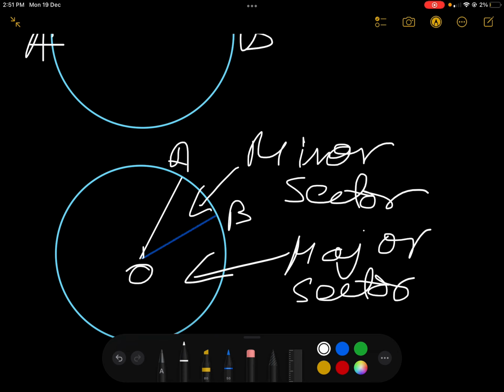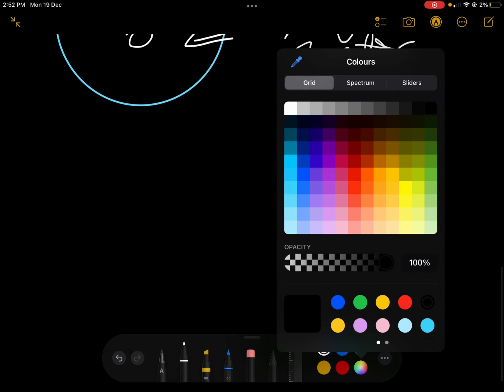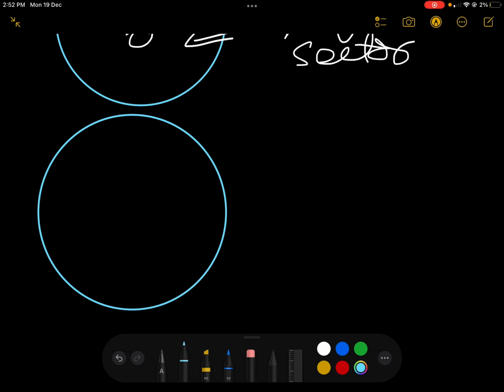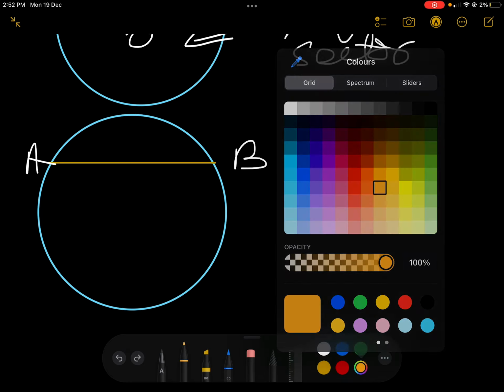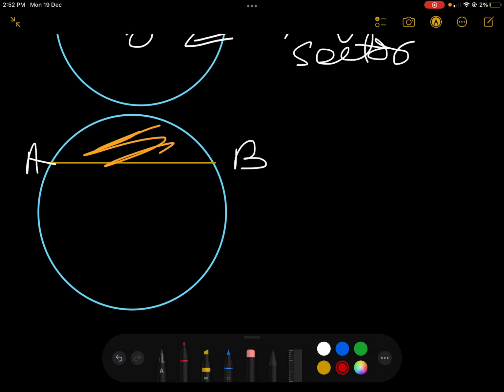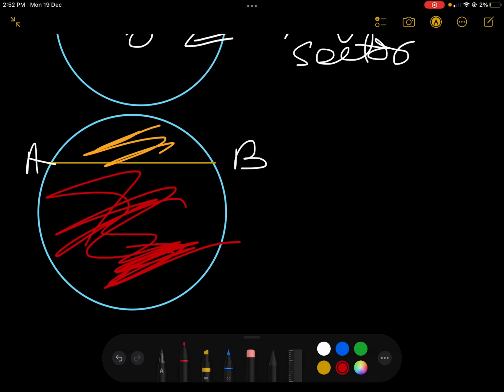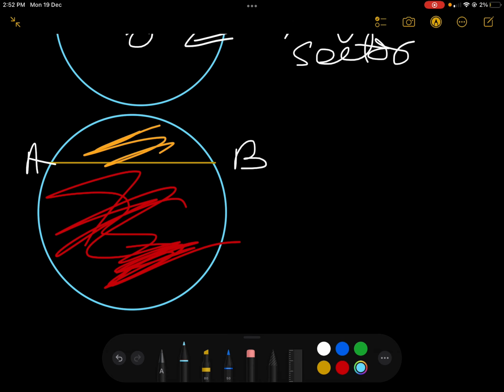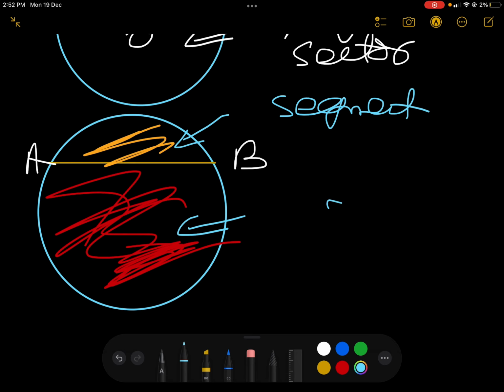Now let's understand the segment. Let's say I draw a circle here, and I take a chord like this. Let's mark this AB. So AB is a chord. As you can see, the chord is dividing the circle into two parts. One part is this part, and the other is this whole part. Each of the parts of the circle which are divided by the chord are known as segments. This is a segment, and this is the second segment.